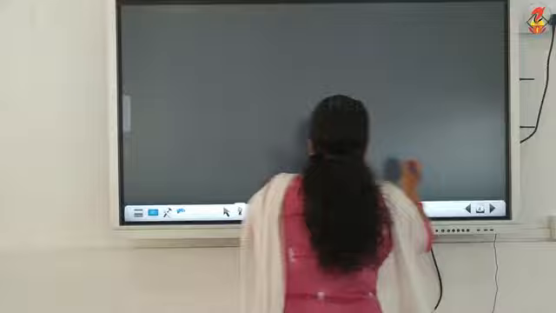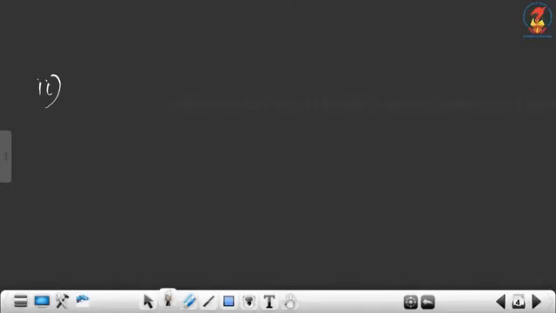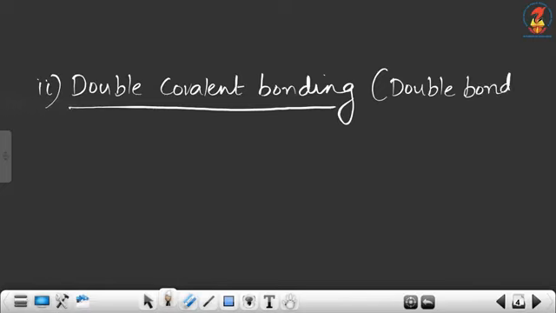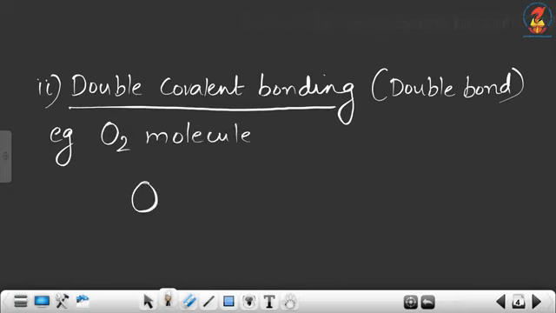Now we move on to the second type. Second type of covalent bonding, the double covalent bond or double bond. Let's see the example of the oxygen molecule. How is the oxygen molecule formed? So we have two oxygen atoms. O2 means two oxygen atoms.